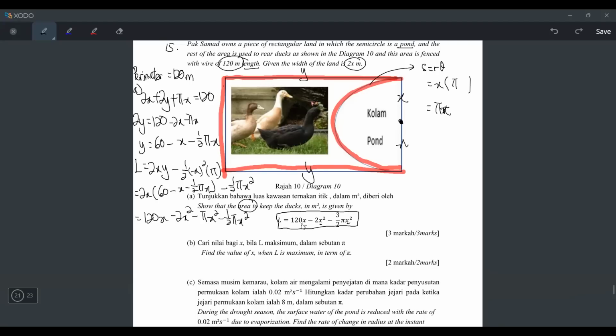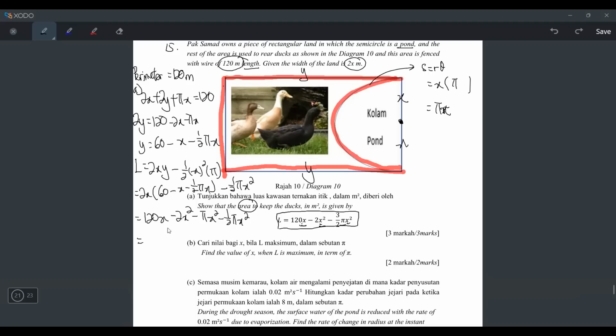Because the one they asked me to show is in terms of x. That is why I find y here, so that when I find the area, I can substitute the y with something else, right? If I try to find x instead, then my answer here will be in terms of y already, and then I can't show this already. Okay, so make sure you know that. If they ask us to show the answer in terms of x, then I have to find y.